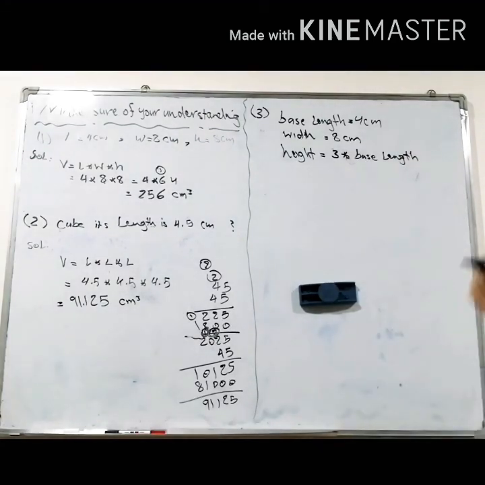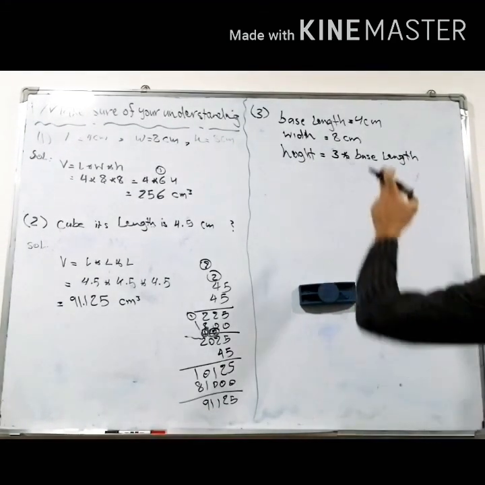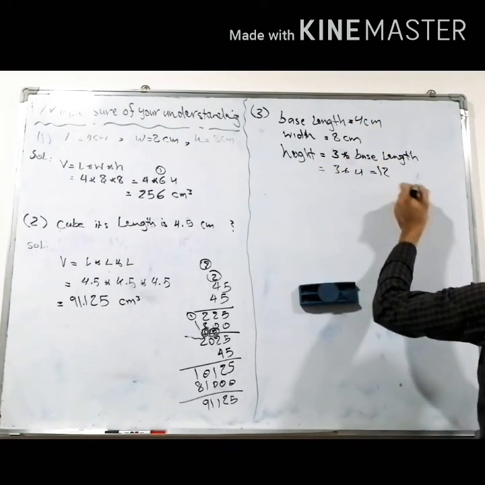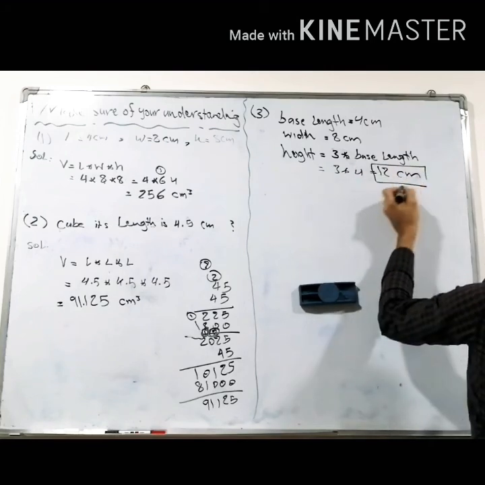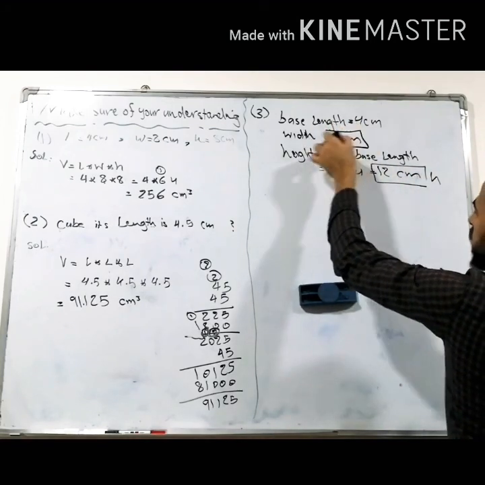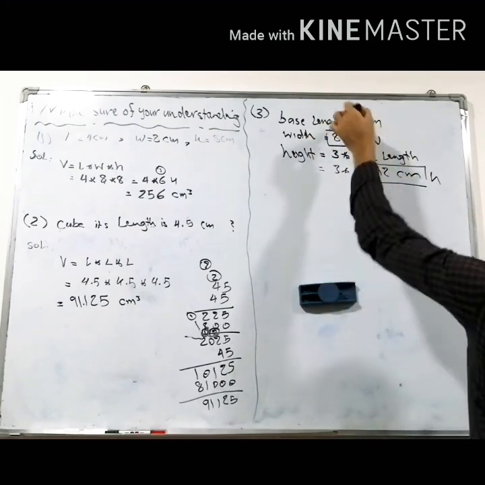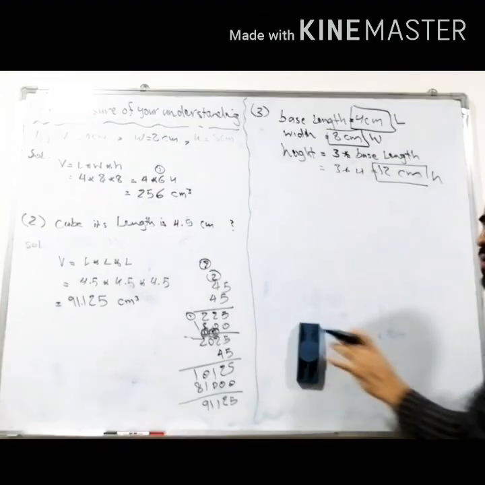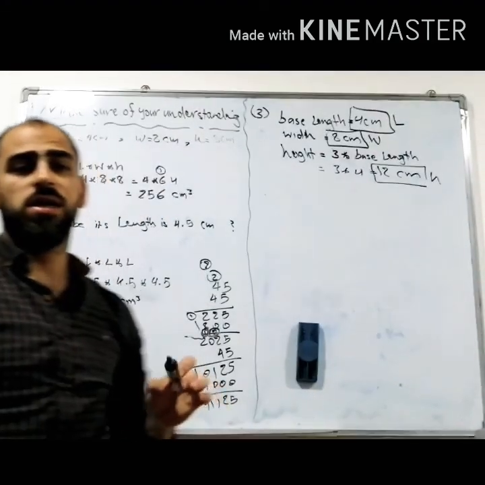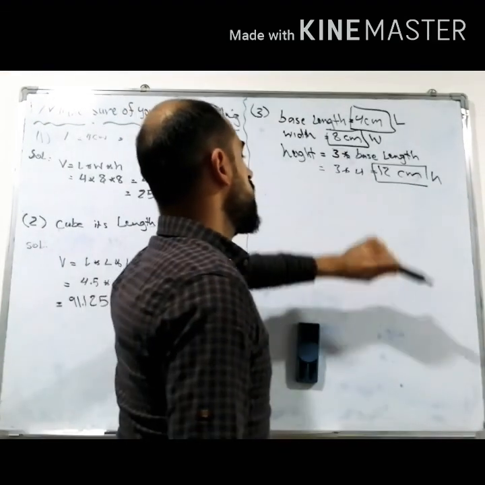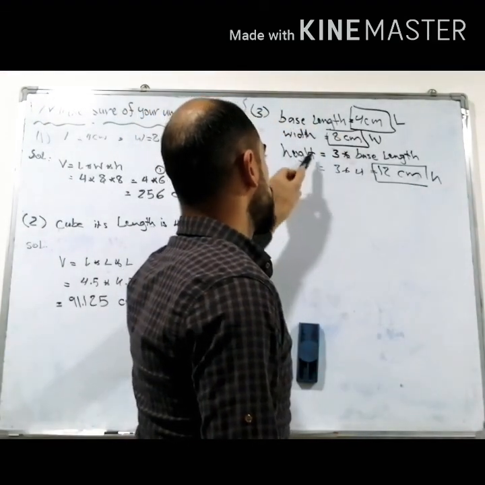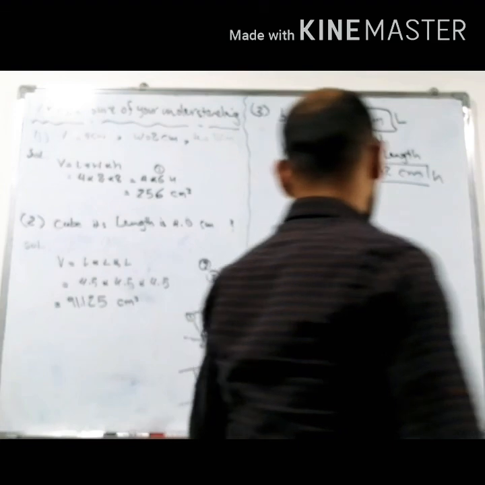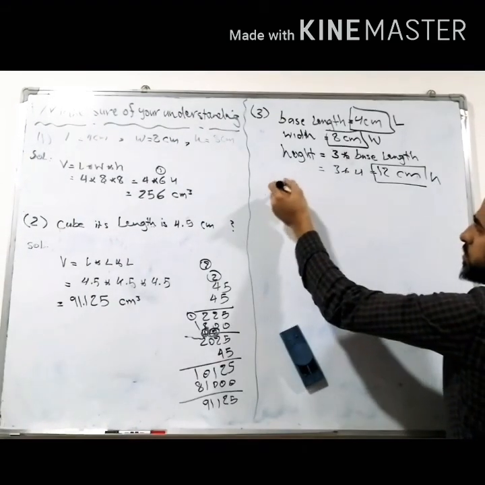3 times means 3 multiples of the base length, so 3 by 4 equals 12. This is the height, this is the width, and this is the length, so we have 3 dimensions. Clear, students? In this question he gave the width and the height is 3 times the length. That means 3 by 4, which is equal to 12.